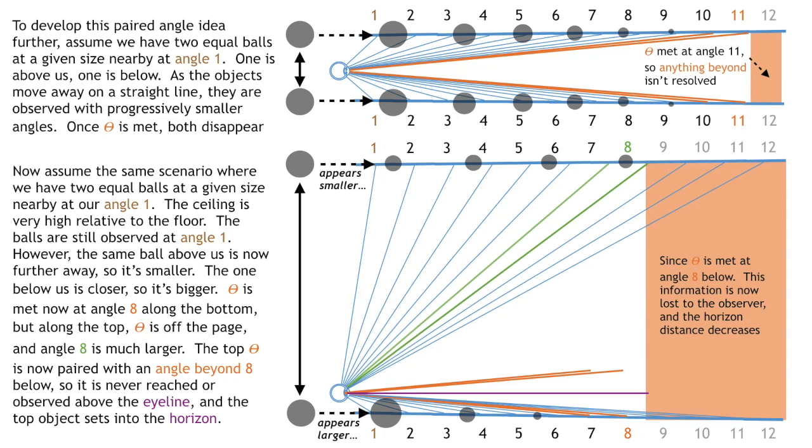So again, we're looking at something along the ceiling and something along the floor. It starts out at a certain size, and as it moves away, it gets smaller. Once theta is met, they both disappear. And that's represented by, we'll say, angle 11 here at the top diagram. So theta is met at angle 11, just an arbitrary point, we'll say. So anything beyond that point isn't resolved. You cannot see that object any further.